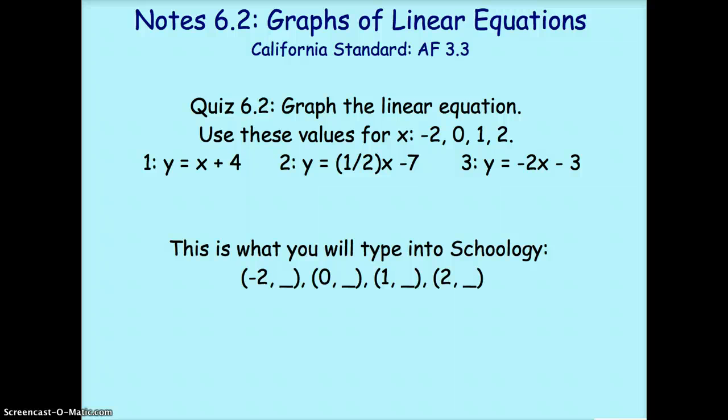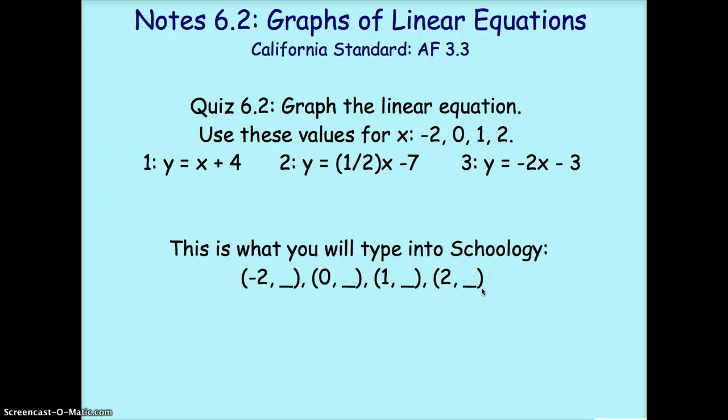Okay, please go on to quiz 6.2, graph linear equation. Use these values for x. And what you're going to do is -2, 0, 1, and 2. Now in Schoology, you won't be putting your graph, you'll be putting these ordered pairs. So when you plug -2 in for x, you're going to need to find out what y is, and that's going to go here. When you use 0 for x, find out what y is. 1 for x, find out what y is, and 2 for x, find out what y is.